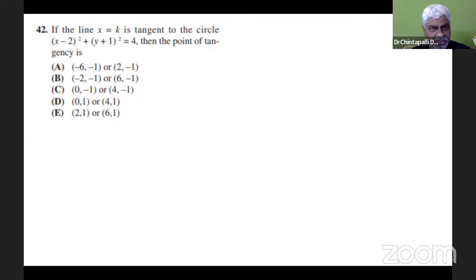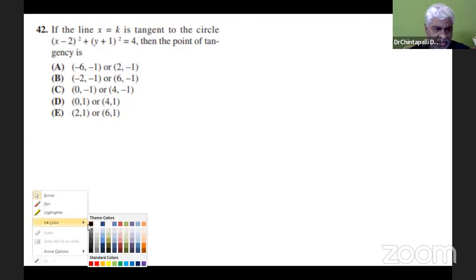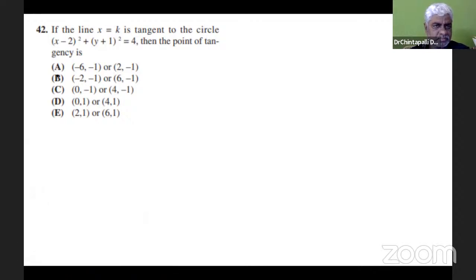Do you remember the concept of tangent? We did in circles. Yes, sir. Even without that knowledge, you can answer this question. First of all, you should have the basic idea of circle. What's the center of the circle? Do you remember this formula? We used it.